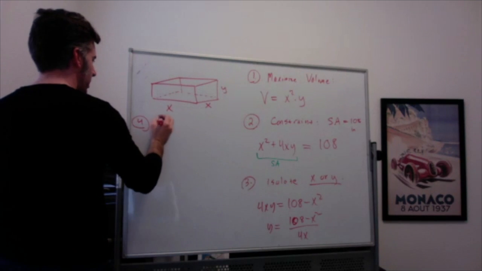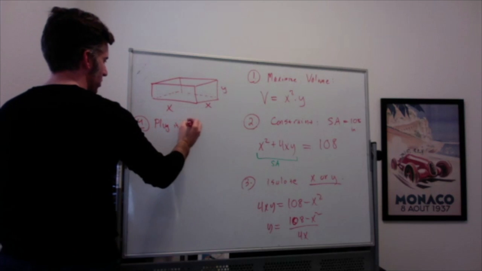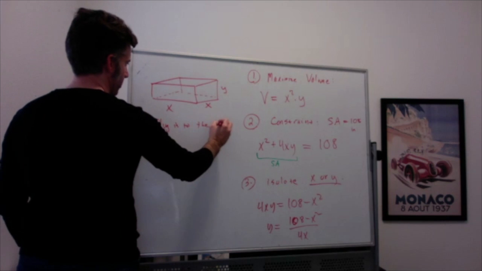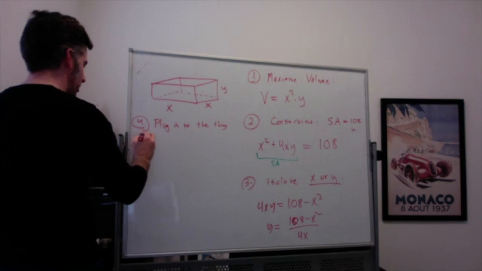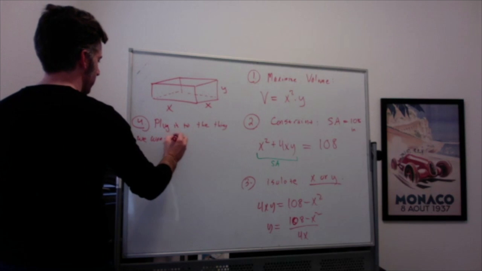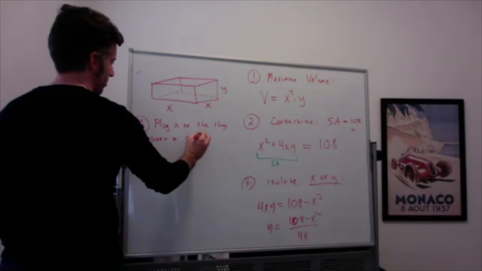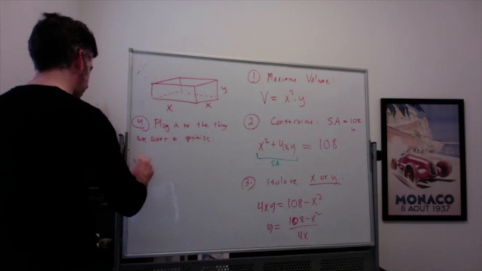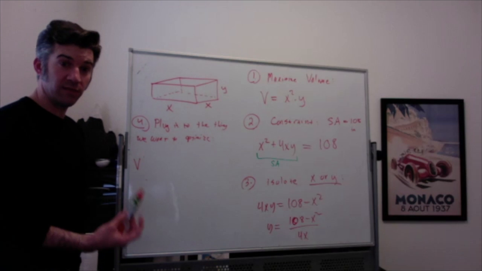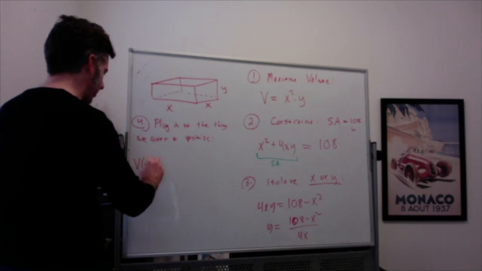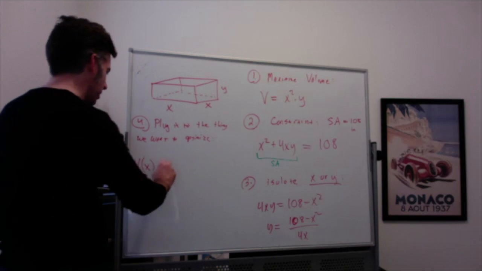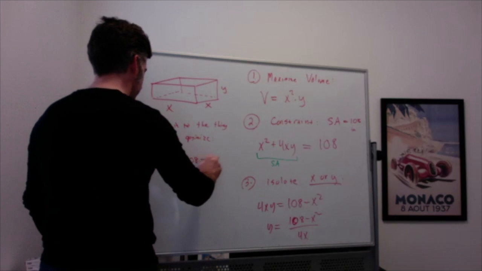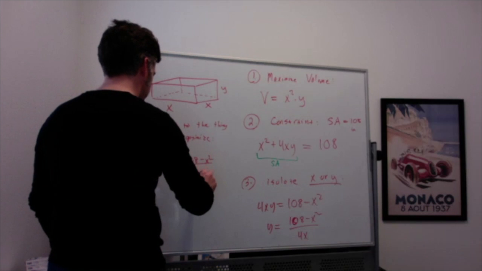So plug in to the thing we want to maximize. Or I should say the thing we want to optimize. So I'm trying to optimize volume, so I'm going to plug in that. So I'm going to get volume now as a function of just the variable x. You don't have to write V of x, but I like to. It's going to be x squared times 108 minus x squared over 4x.